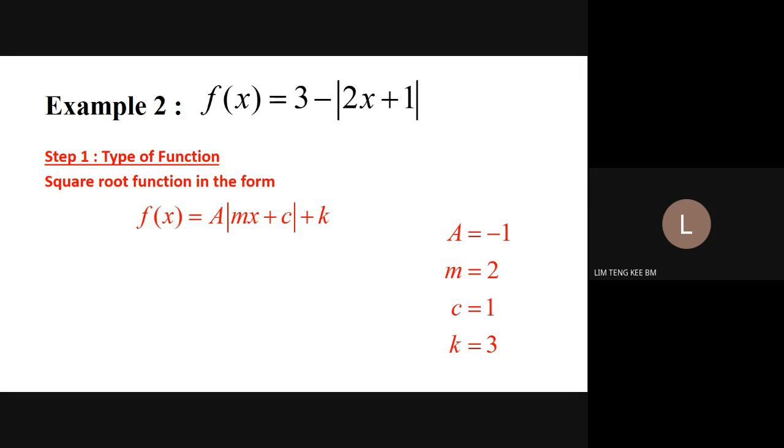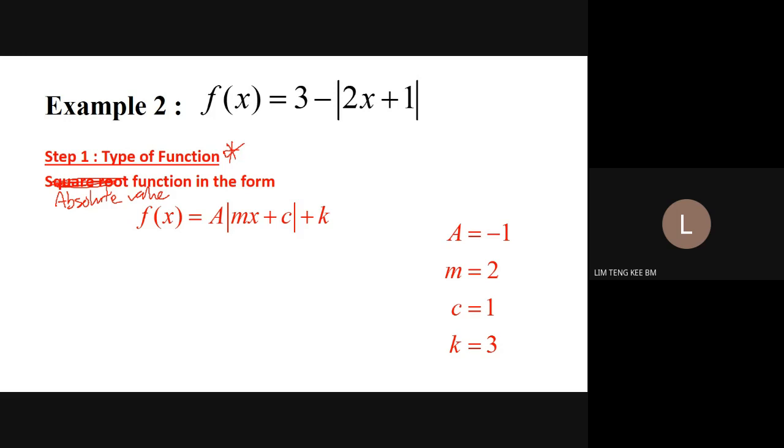Okay, next we go on with example 2 in the sketching of absolute value function. Now let's say I have the function f(x) equals 3 minus modulus 2x plus 1. So once again, we begin with the type of function. The type we would like to have is the absolute value function in the form of f(x) equals a modulus mx plus c plus k.